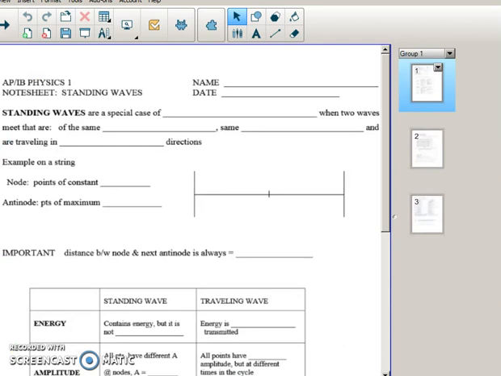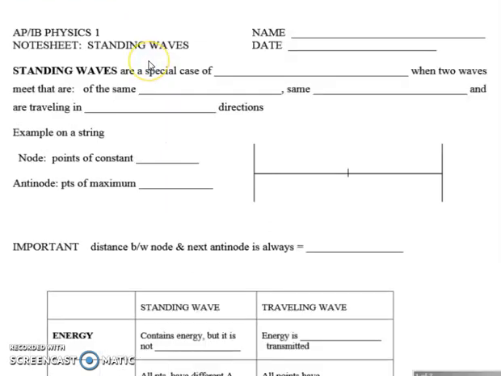So let's summarize what makes a standing wave on our note sheet here. Let me just maximize this. Standing waves are a special case of resonance. Remember, resonance is an amplification effect, and resonance is a special case of interference. So this is ultimately an interference phenomenon.